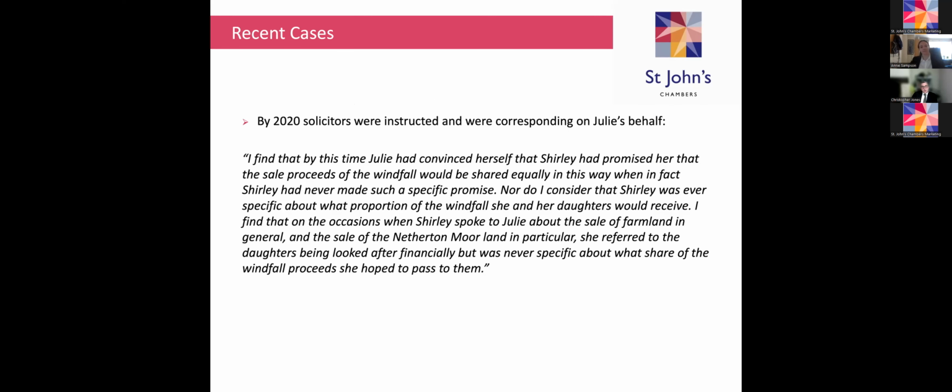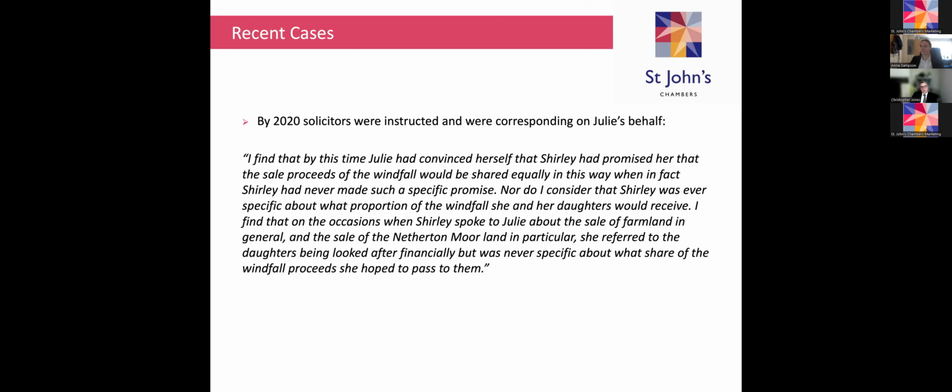And by 2020, solicitors who were instructed on Julie's behalf wrote to her mother, and they set out an account which was, well, not entirely, but somewhat inconsistent with what Julie was saying at trial. And the judge said, "I find that by this time, Julie had convinced herself that Shirley had promised her that the sale proceeds of the windfall would be shared equally in this way, when in fact, Shirley had never made such a specific promise.